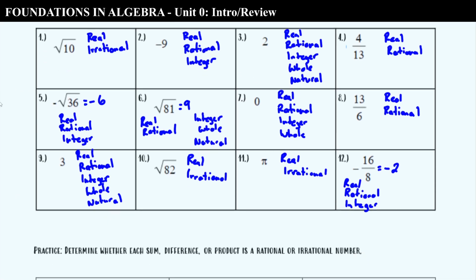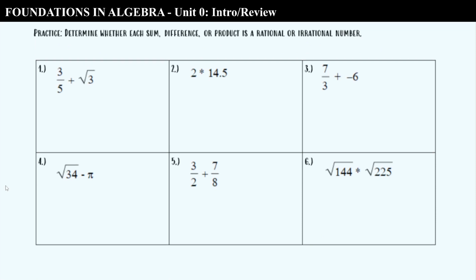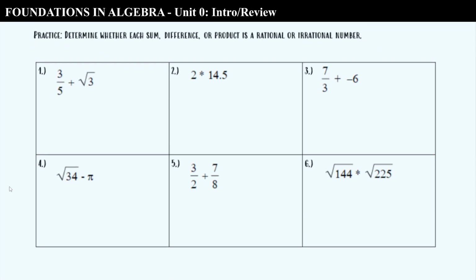All right, let's do these last 6 additional practice problems. So here we have a rational plus an irrational. So that means we have an irrational. Because whenever we add a rational number to an irrational number, that decimal is always going to go on forever when you add anything that's rational to it.